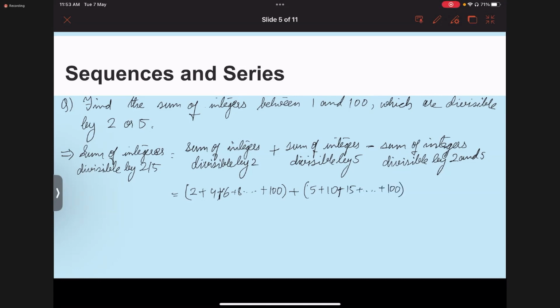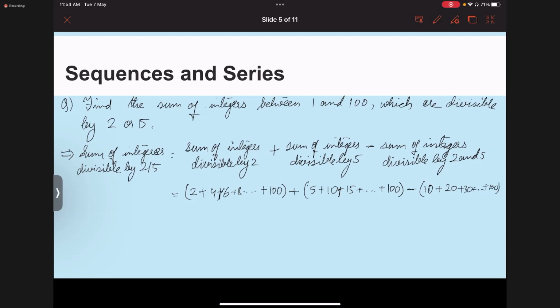Okay. Now we will see the sum of which integers is actually going to be numbers which are divisible by both 2 and 5. Okay, so that would be 10 plus 20 plus 30 all the way up to 100.